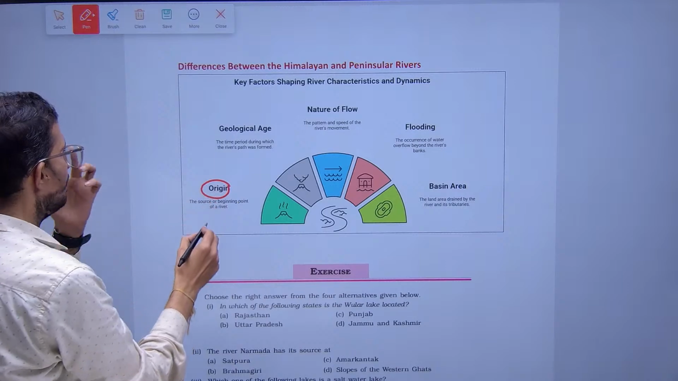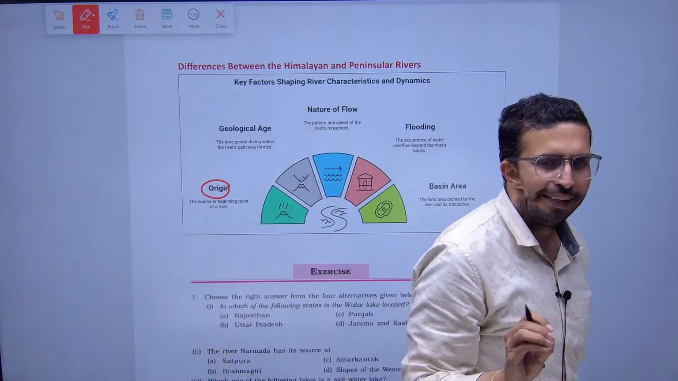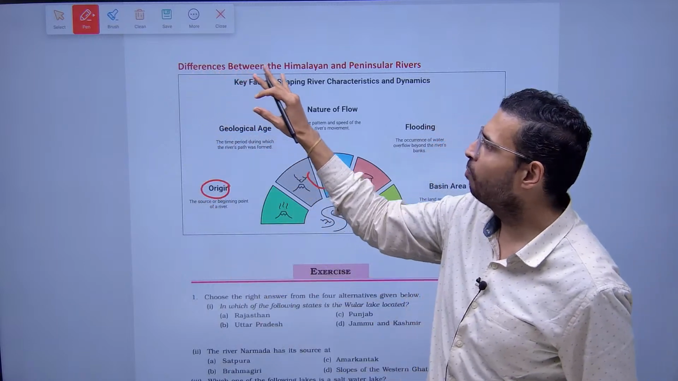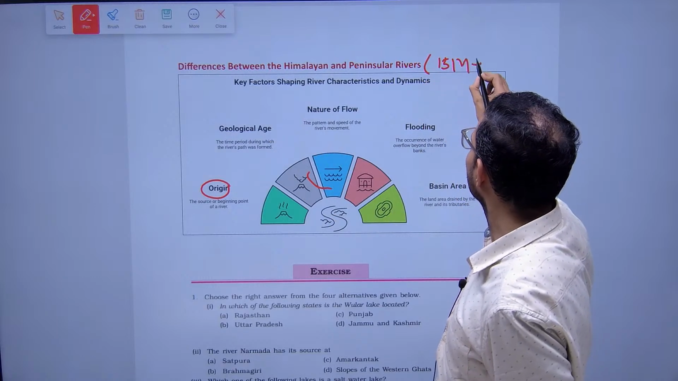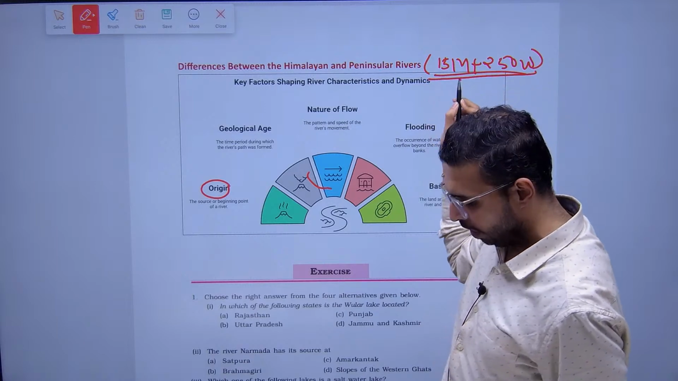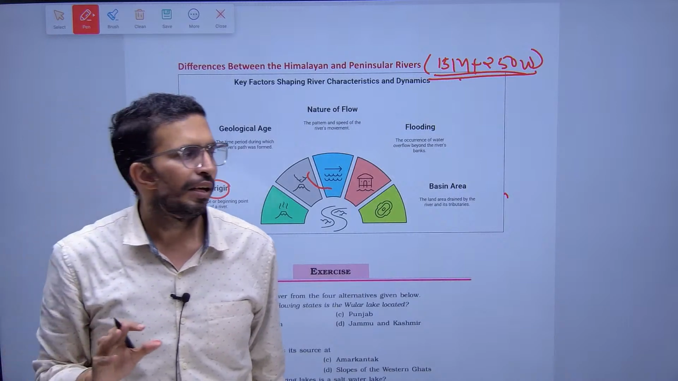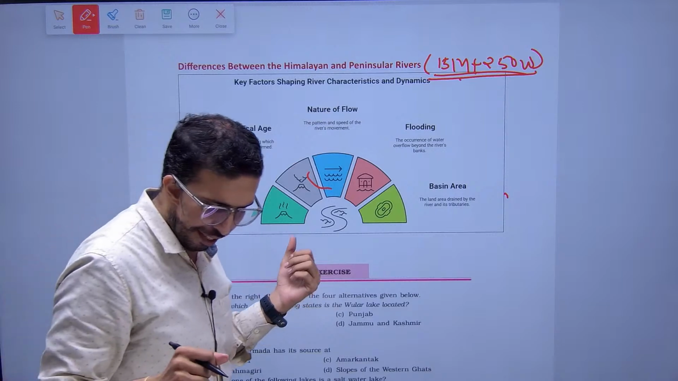If the question asks, this is a homework for you: write down the salient features or the key differences between the Himalayan river system and Peninsular river system for 15 marks and 250 words. After writing, you can come to the offline center and we can have a live, one-to-one evaluation regarding this question.